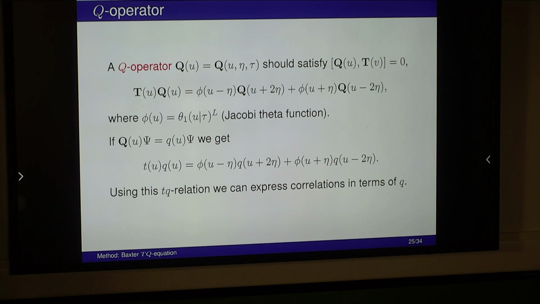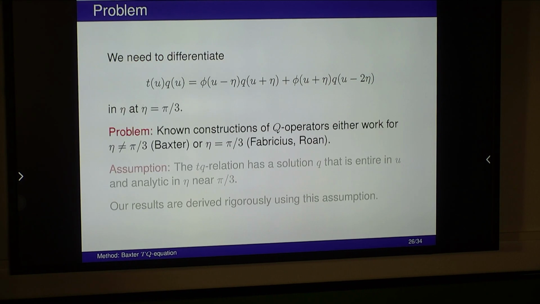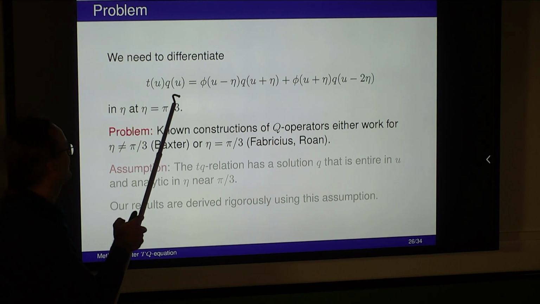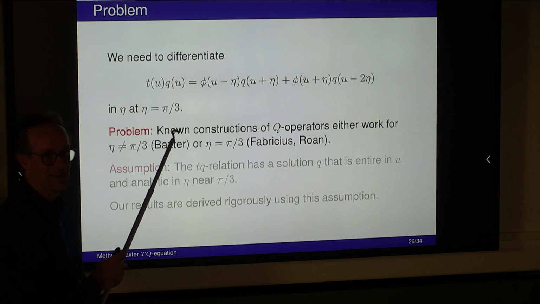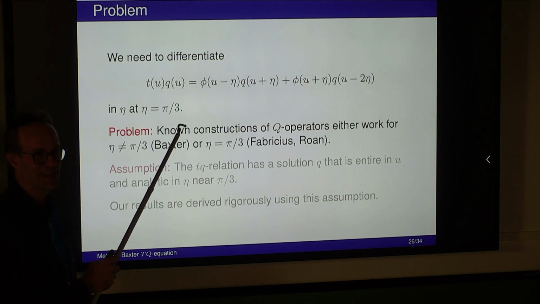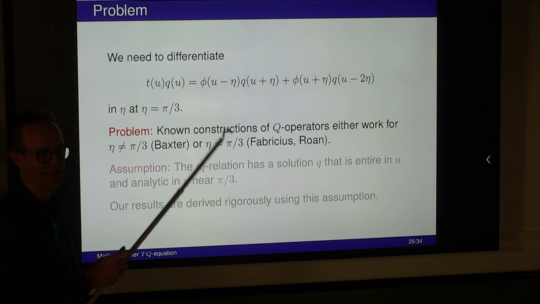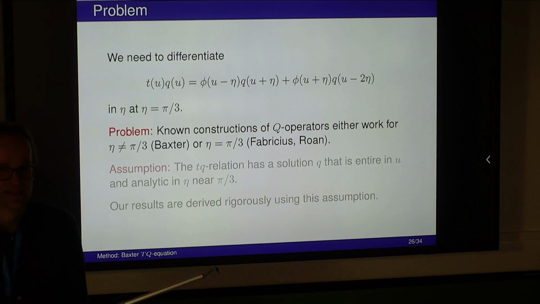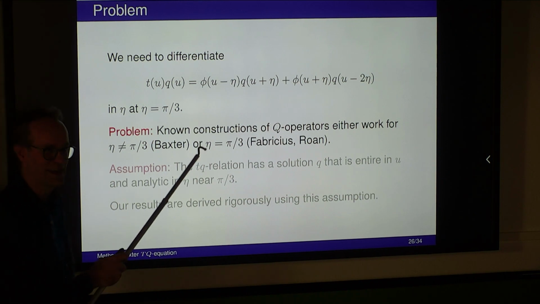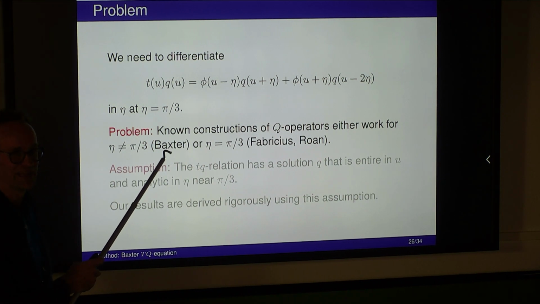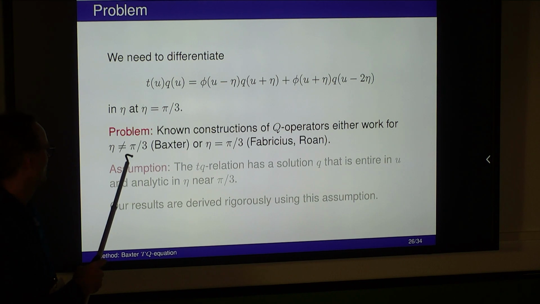But there's a small technical problem with this, which is maybe not so obvious. The problem is that we need to differentiate the TQ relation at this special parameter. And typically, Q operators tend to be degenerate at these kinds of special parameters. There are different Q operators you could use. Baxter has two or three, I think, but none of them work in our setting. None of them work at this special point.